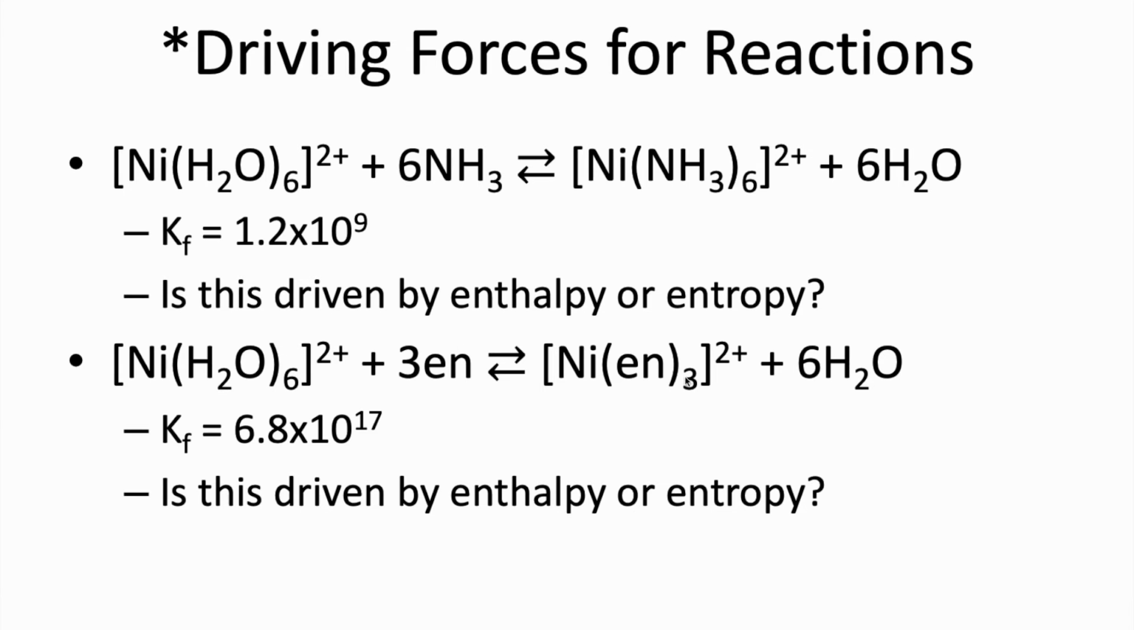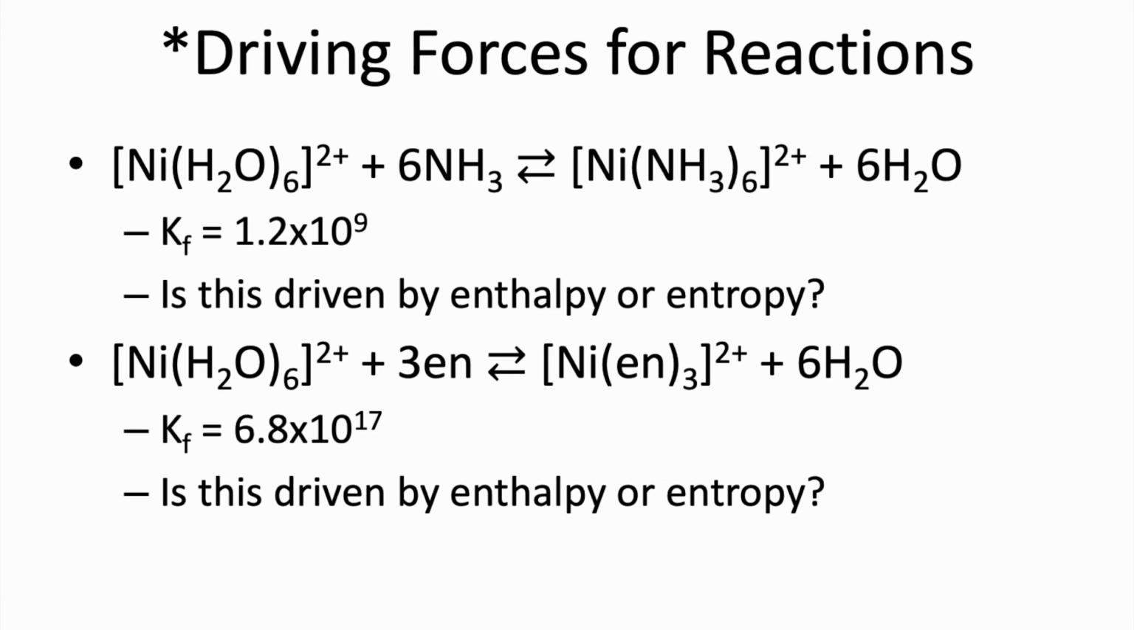Looking at the bottom one, now we know that en is a slightly better base than NH3, but both of them are with nitrogen, so this one might make slightly stronger bonds, but there's something else going on as well. That only really accounts for a small difference, but look at the value of our K. It's gigantic, 10 to the 17th.